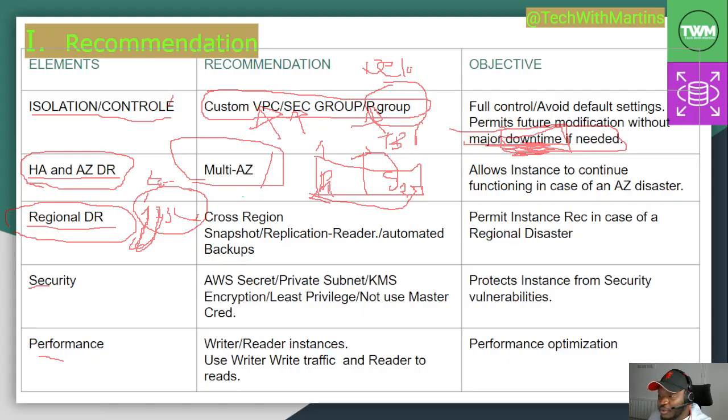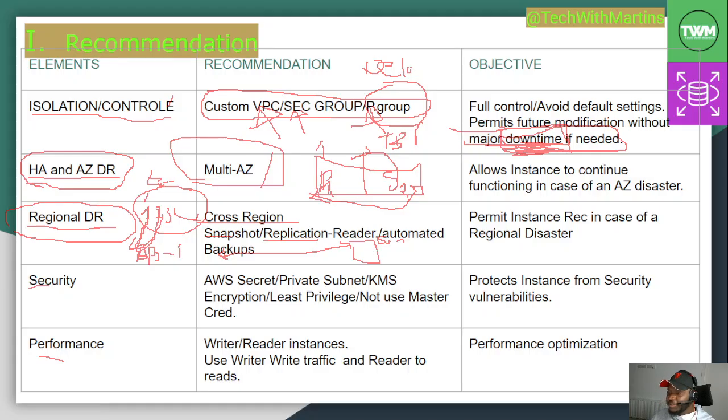So because the whole region is down, we recommend that while you deploy your RDS instance, at least for regional disaster recovery, make sure you have a cross-region snapshot available, or you configure cross-region replication, or you may even use a reader instance. What do I mean? When you deploy a multi-AZ instance, maybe in let's say EU West 1, you can simply create another reader instance in a different region far away, maybe in Europe, or AP, let's say AP South 1.